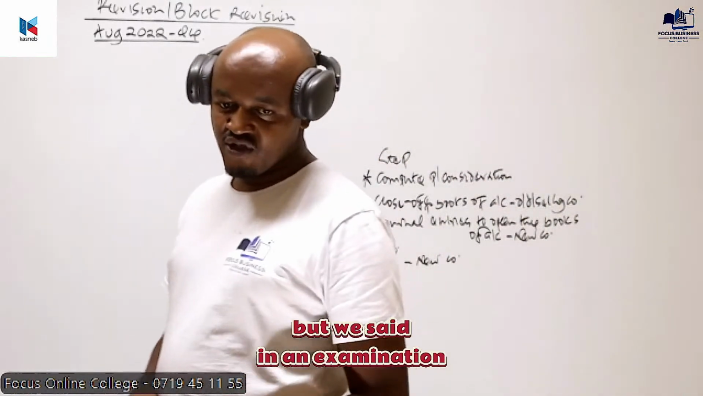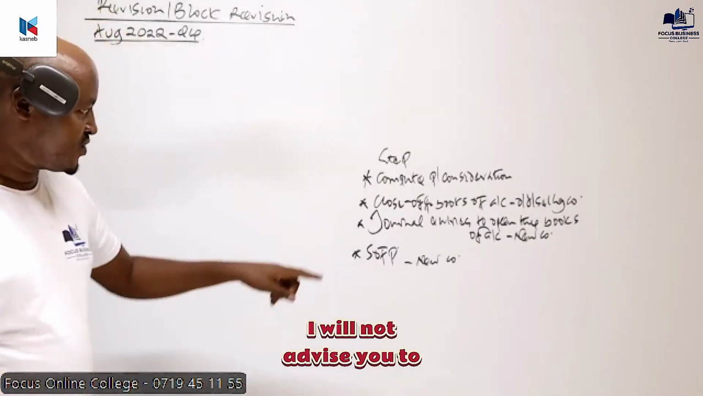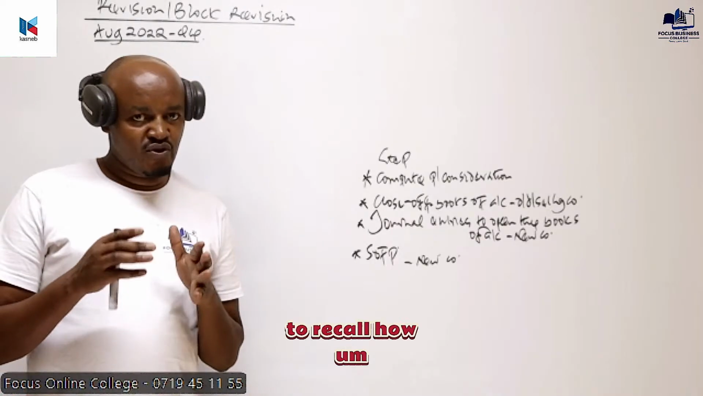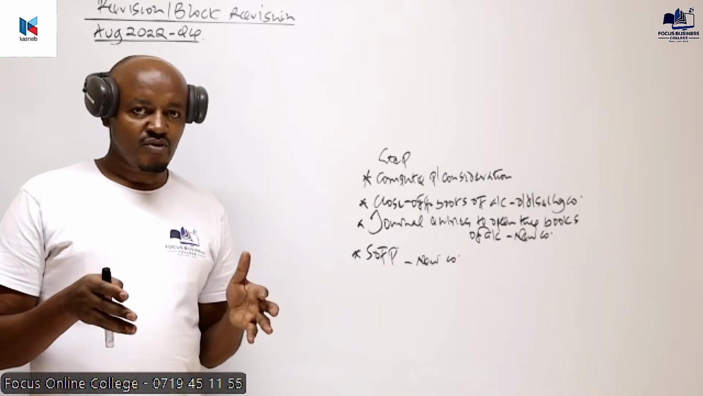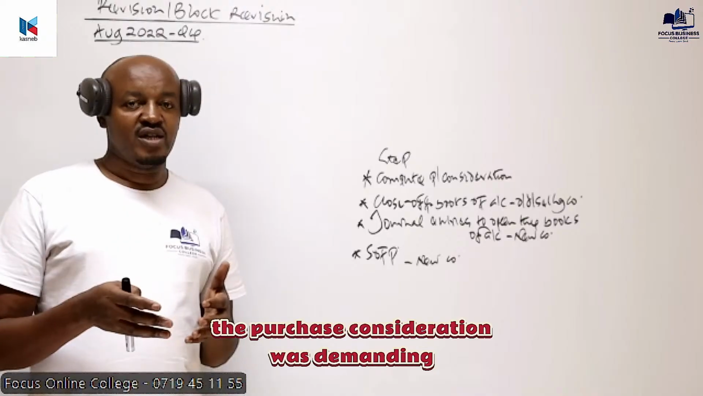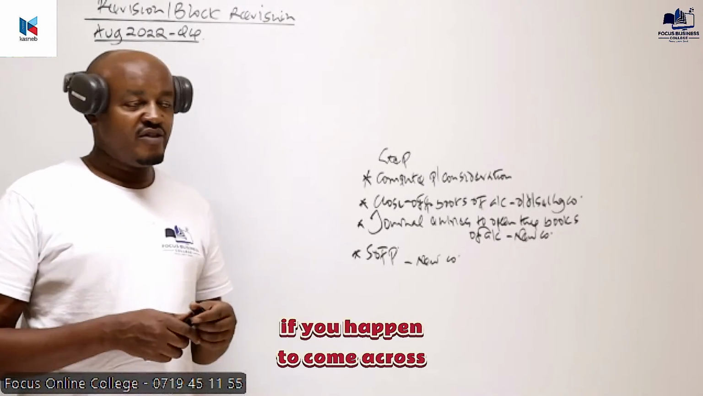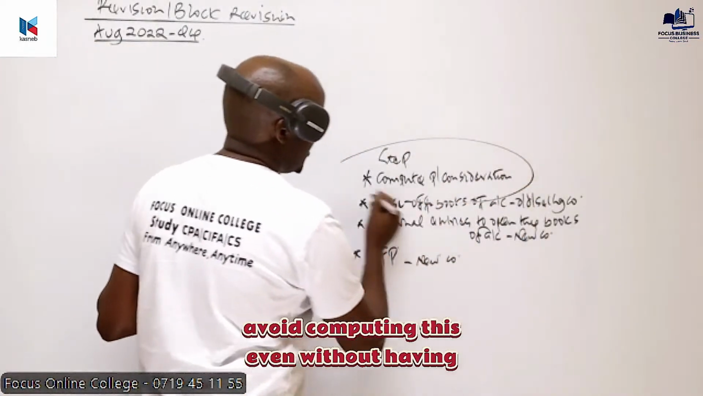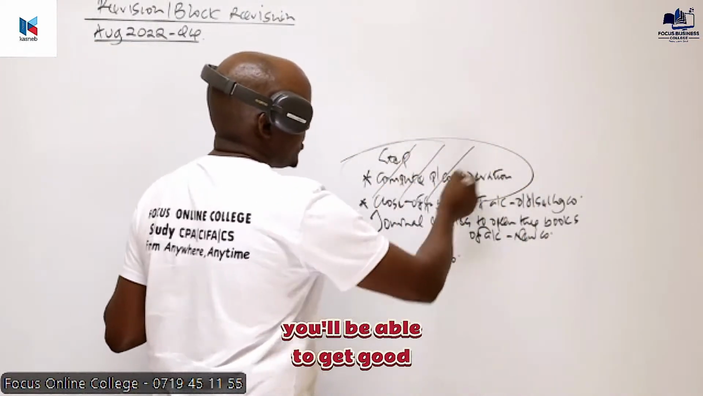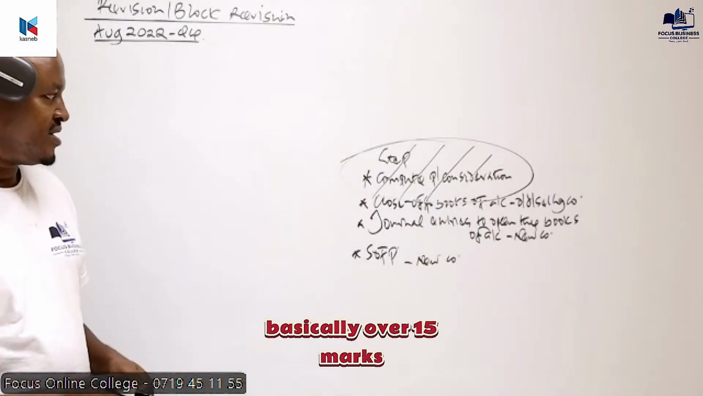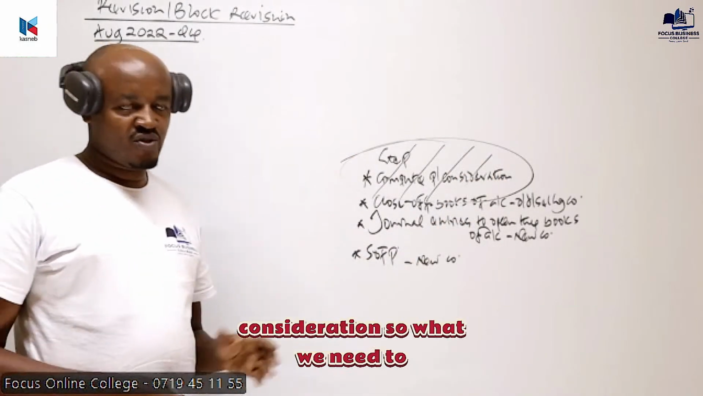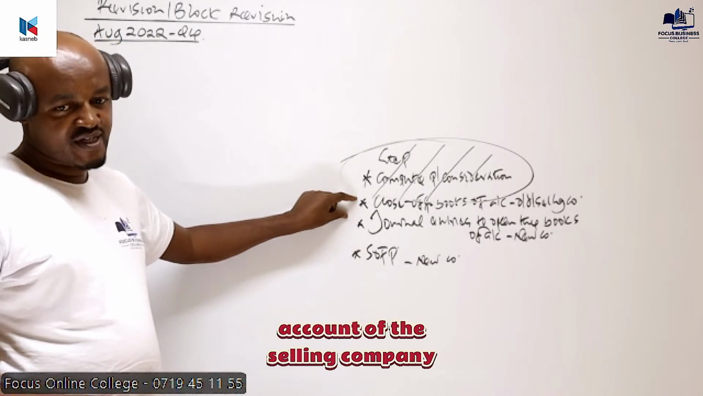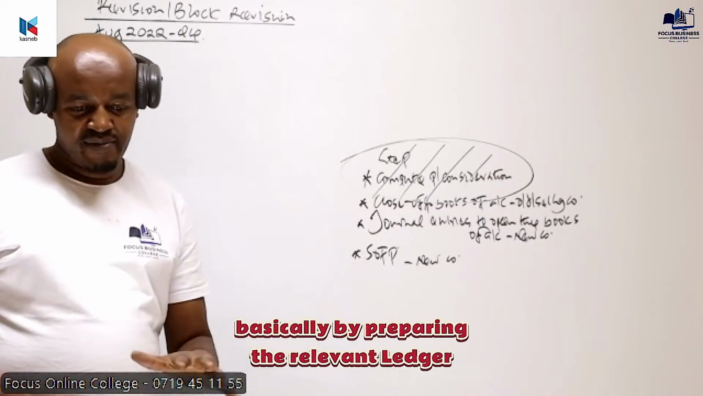But in an examination setup, I will not advise you to compute this, because if you can remember the question we did yesterday, computation of the purchase consideration was demanding and also time consuming. So if you happen to come across this question in an examination setup, avoid computing this. Even without having computed that purchase consideration, you'll be able to get good marks, over 15 marks. So we will go straight to closing off the books of account of the selling company, by preparing the relevant ledger accounts.